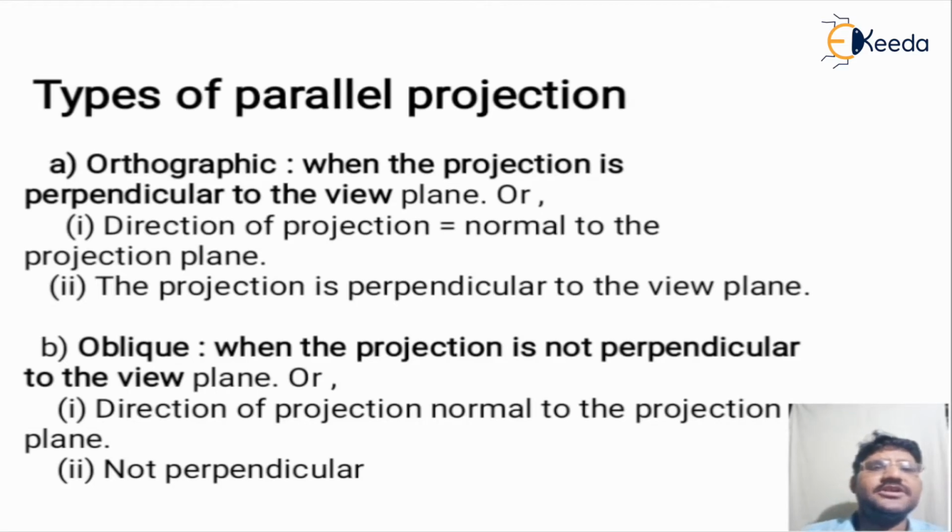Now, the types of parallel projection. Parallel projection can be further classified in two categories: number 1, orthographic parallel projection, and number 2, oblique parallel projection. In orthographic parallel projection, the projection is perpendicular to the view plane, or the projection lines are perpendicular to the view plane. While in oblique projection, the projection is not perpendicular to the view plane.